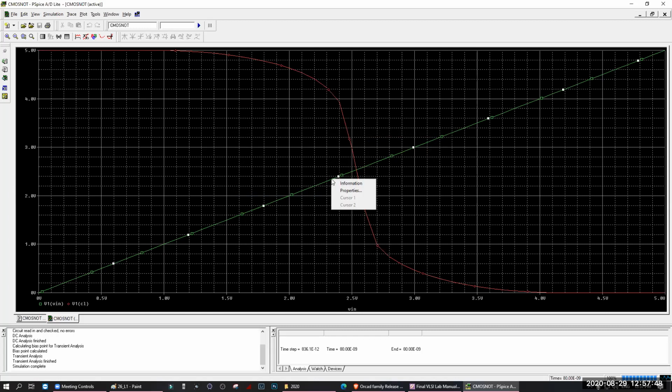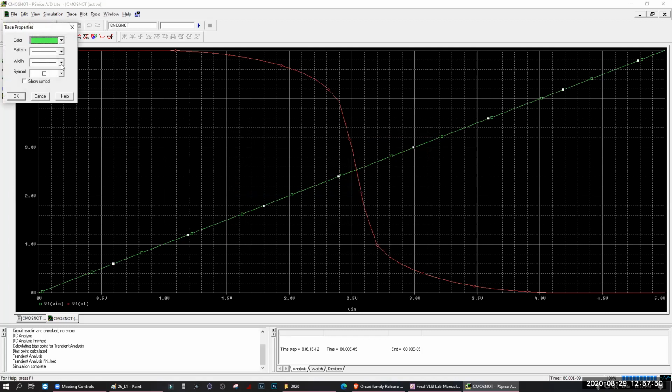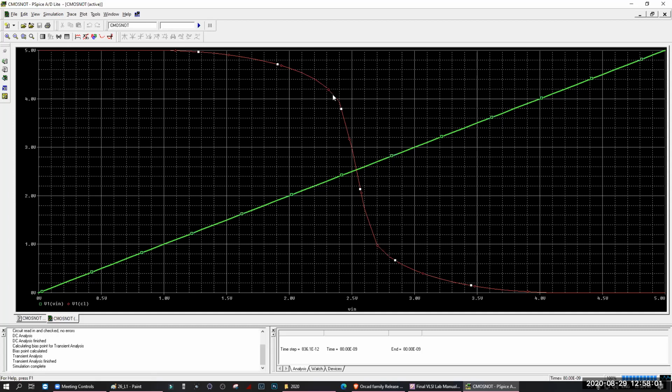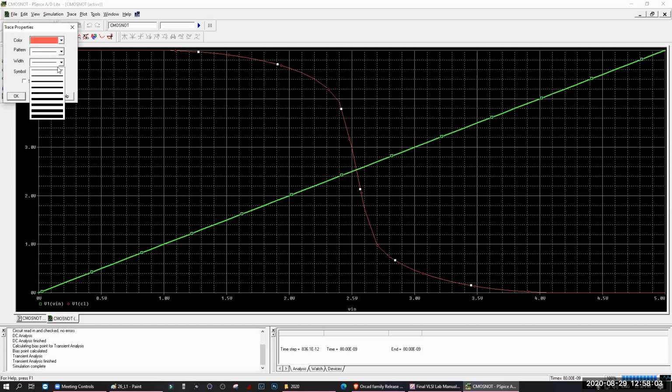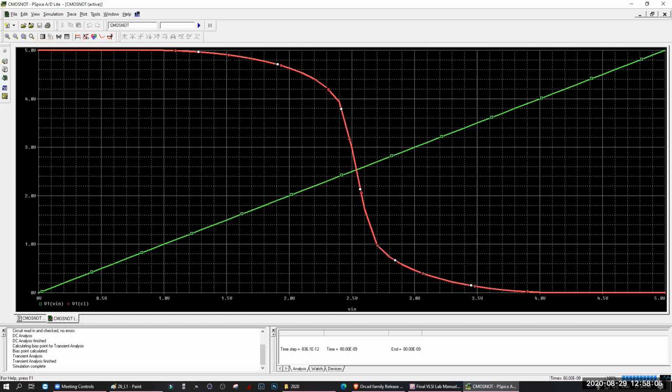So the green one is the input. I'm going to make it bigger. How? Right click, graph properties, and change the width. This is the graph, the output versus input. Here you have input, here you have output. Can you see the graph is going through the middle?